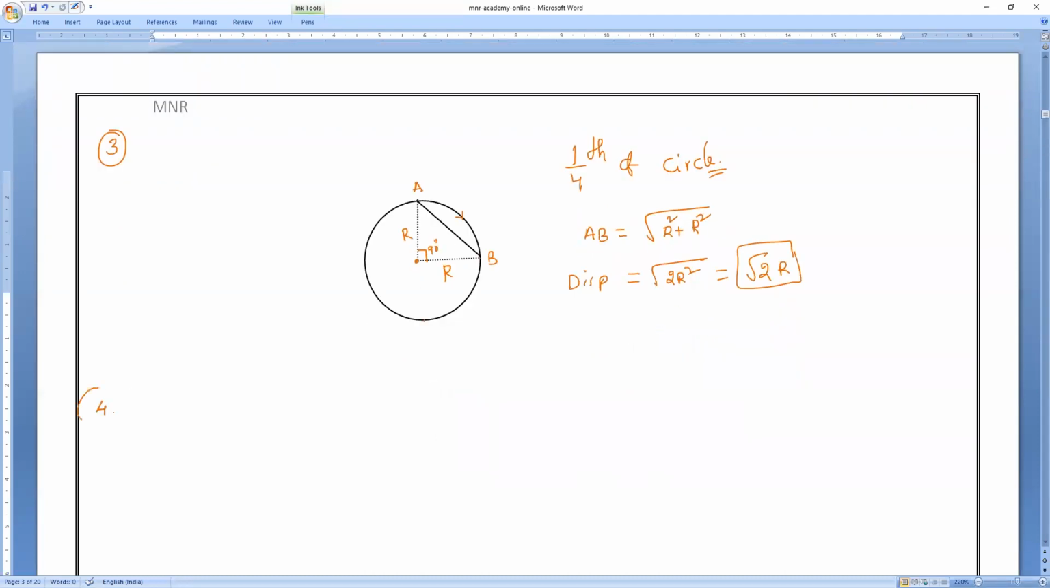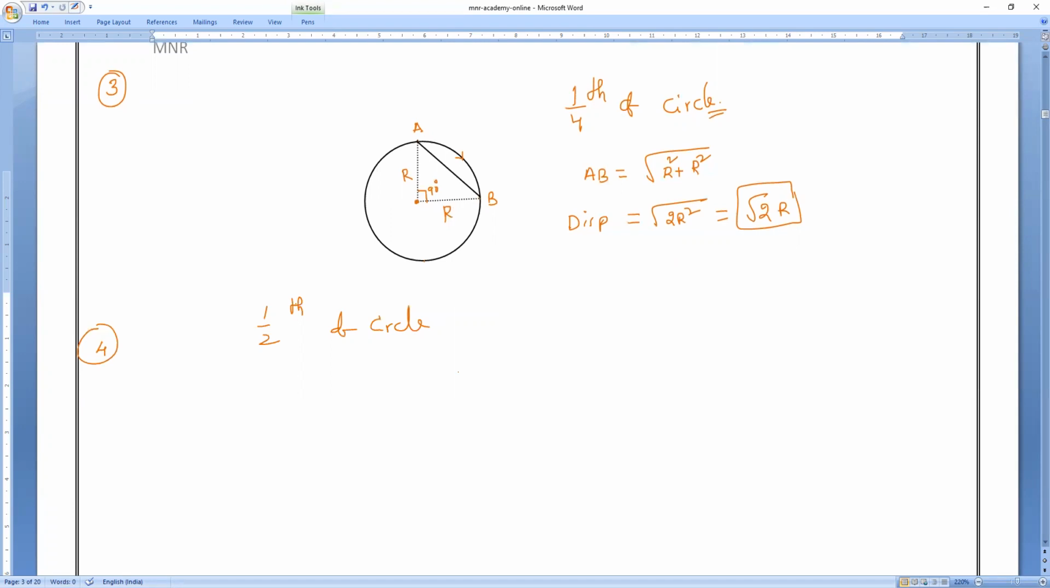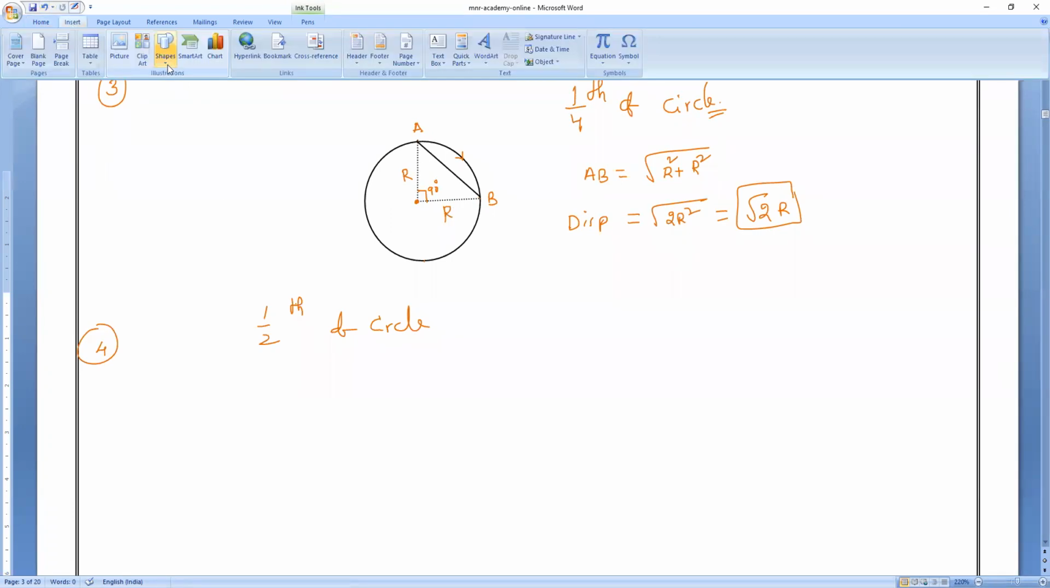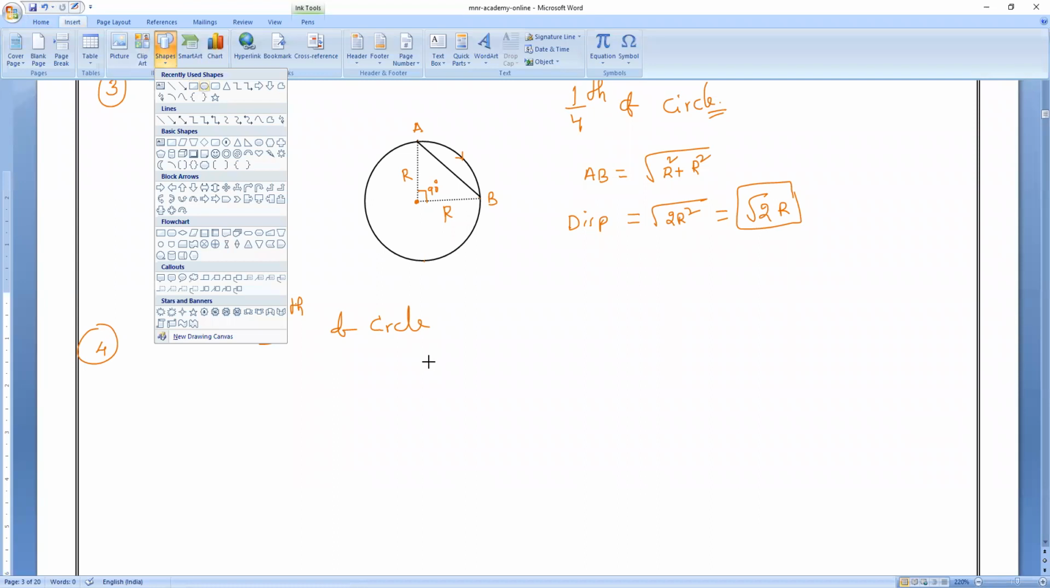Next, half the distance he traveled. Half of the circle. So half means, you might understand, what is the displacement? Anybody? He traveled half, so the displacement is 2R.